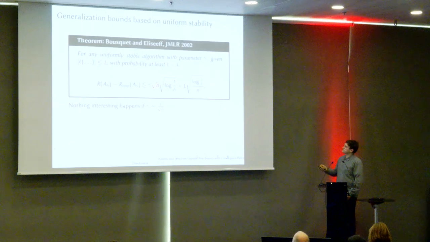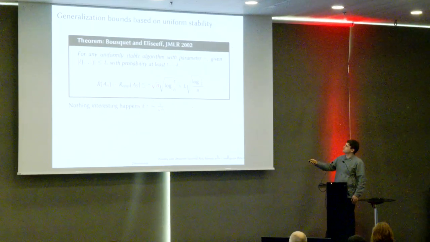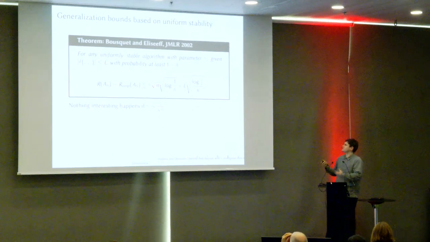Okay, there are two parts. The first one is responsible for how stable I am, and the second is responsible for the sampling error in some sense, because it will appear even if I'm super stable, if gamma is zero. So it's how it usually appears in Hoeffding's inequality.